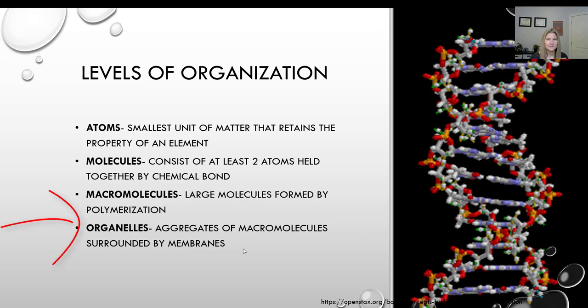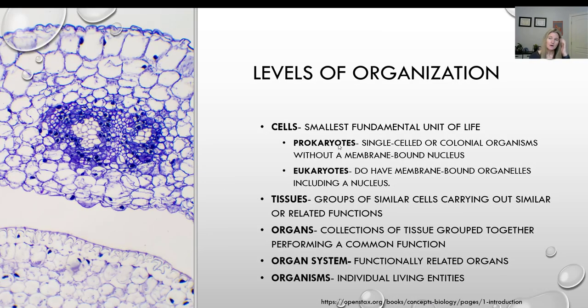Now, not all cells have a nucleus, so they don't have a membrane-bound organelle. They have macromolecules that are made of molecules and made of atoms, but they don't have that stage of organelle. We call those types of cells prokaryotes. An example of a prokaryote would be bacteria.